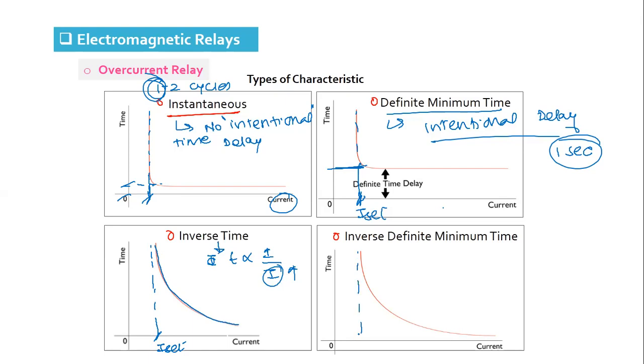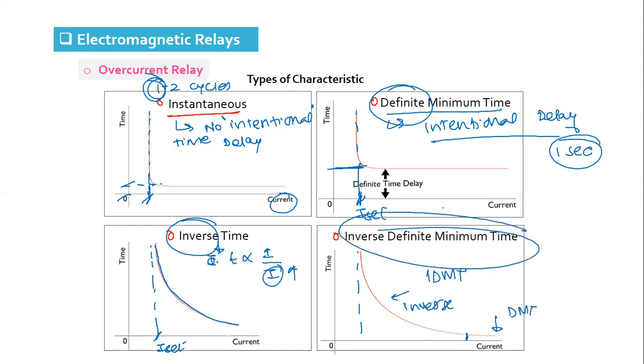And the combination of inverse and definite time is called the IDMT. For some specific value of the current, it will follow the inverse characteristic, and then after that it will follow the definite minimum time. So this is called the ideal characteristic.